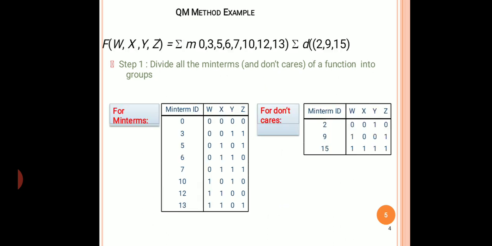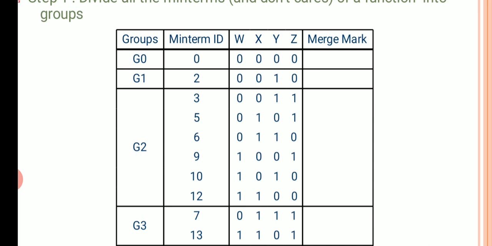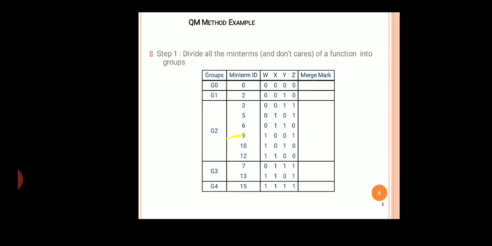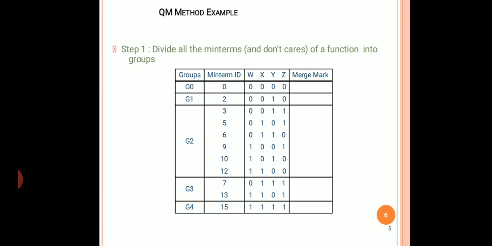Next, G2 is the group of such numbers which are having two 1s. If you observe carefully, min term ID 3, 0, 0, 1, 1, two 1s. Then min term 5, 0, 1, 0, 1. Then min term 6, 0, 1, 1, 0. Min term 7 will not be there because it is having three 1s. This is how you have to identify and you have to write.